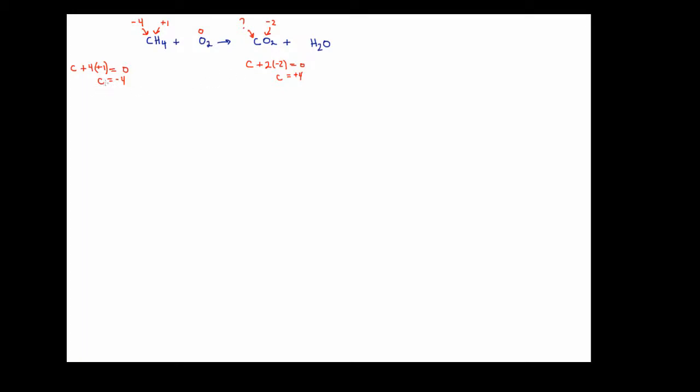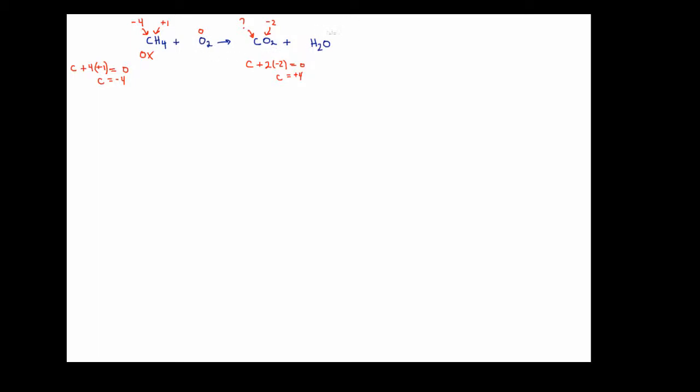Alright, and what's more, the carbon went from being -4 to +4. The only way that could happen was through the loss of electrons. So this is the thing that's going to be oxidized. Now, comparing the oxygen, you see that we went from 0 to -2.